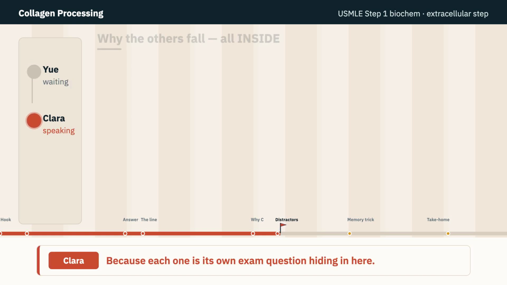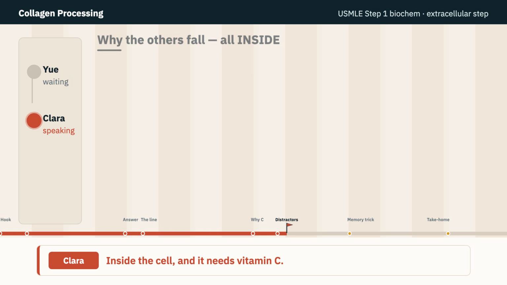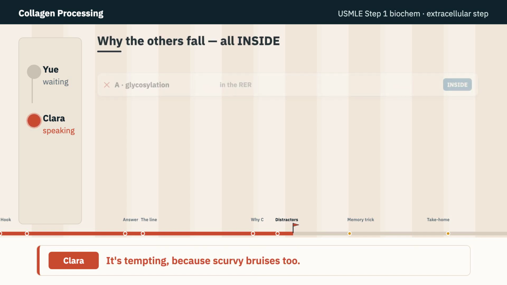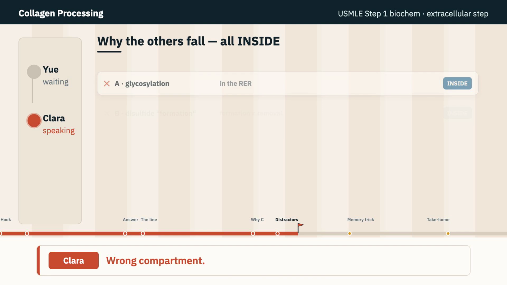Happily, because each one is its own exam question hiding in here. D, proline hydroxylation, inside the cell, and it needs vitamin C. Take away vitamin C and you get scurvy. Bleeding gums, wounds that won't heal. It's tempting because scurvy bruises too, but it's intracellular. Wrong compartment. So scurvy is the vitamin C version.